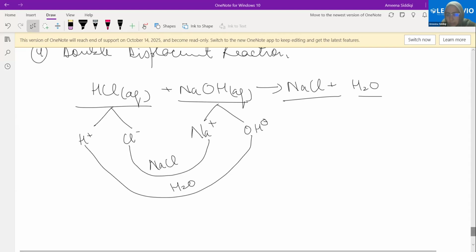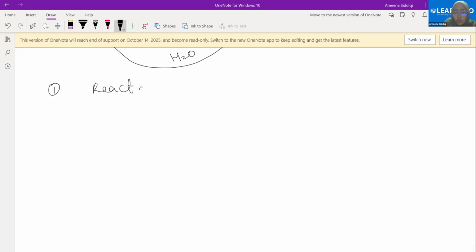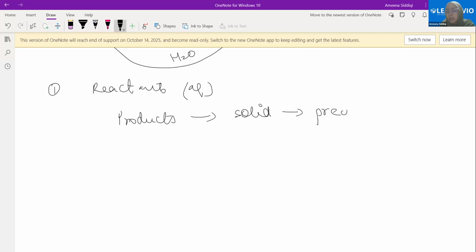Fine. Now, when the double displacement takes place, there are some important points. First point, beta: the reactants, I already told you, both of them should be in the aqueous form. Then only the dissociation will take place, and then only the exchange of ions will take place. As for the products, one of the products that will be formed will be a solid, and that is called a precipitate.